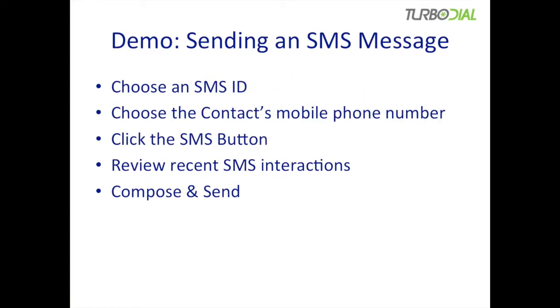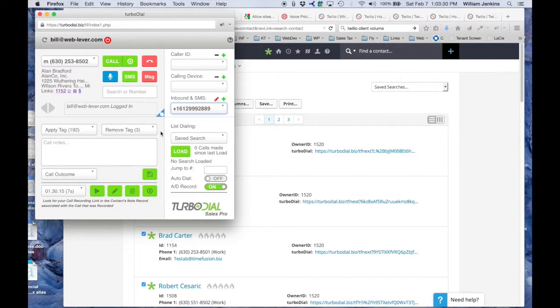All right, let's do some demonstrations. We're going to walk through some steps of choosing an SMS phone number ID, selecting the contact's mobile phone number, and sending an SMS. So here we are over here at the turboDial panel. On this panel, you can see they've got an SMS phone number selected. I have another one in the inbound list, which is designated as not available for SMS, and I have a third one which I could use for SMS. Let's go back to the first one.